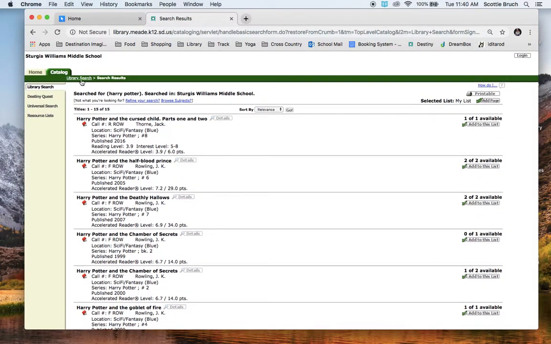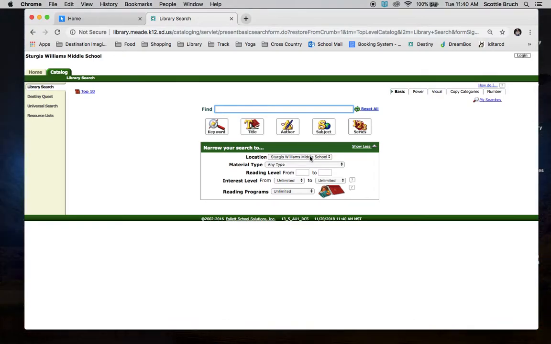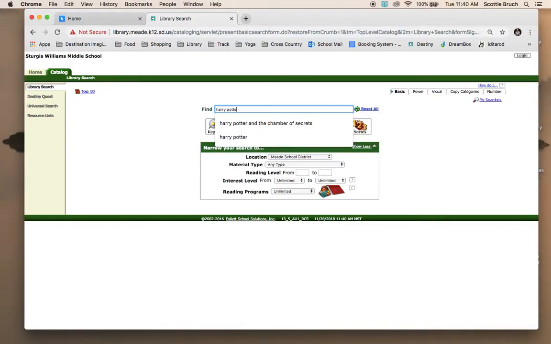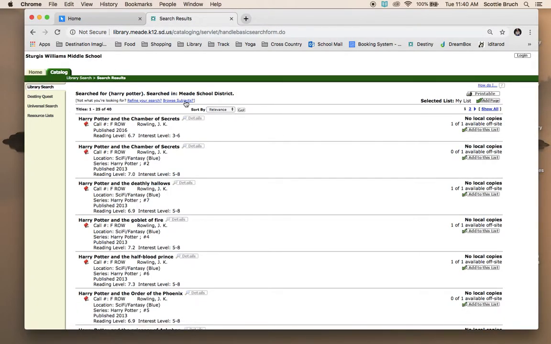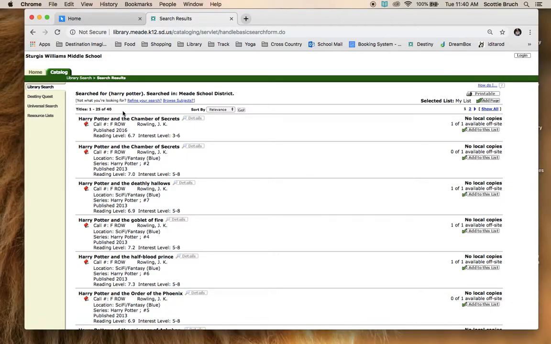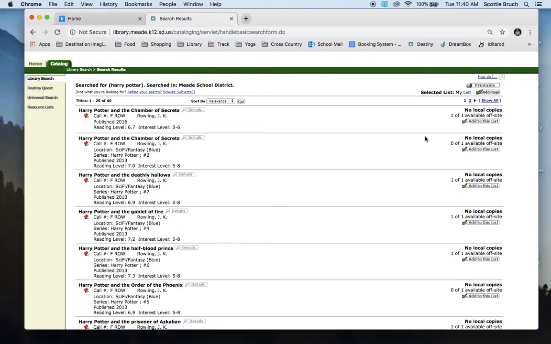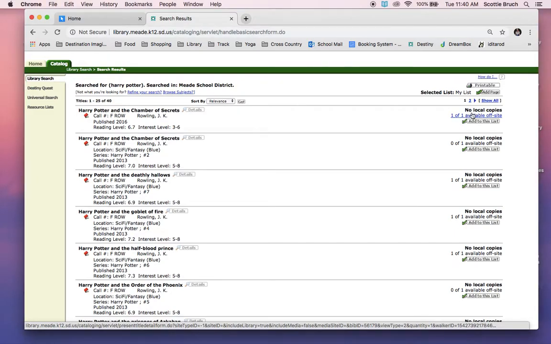Your other option, of course, is to do a search in the whole Mead School District for Harry Potter. So when I do a search for Harry Potter in the whole Mead School District, you can see that we have 40 titles available instead of the 15 that we just had at SWMS. And then when you look to the side now, you can see that some of these are going to say no local copies. What that means is that we don't have a copy of that specific book in the SWMS library, but another school has that specific book.